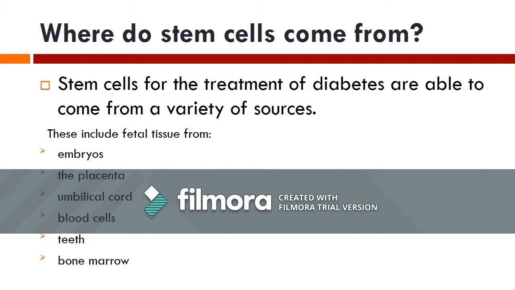Where do stem cells come from? Stem cells for the treatment of diabetes are able to come from a variety of sources. These include fetal tissue from embryos, the placenta, umbilical cord, blood cells, teeth, and bone marrow.